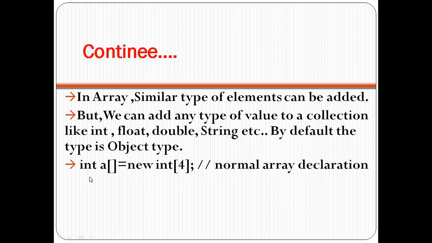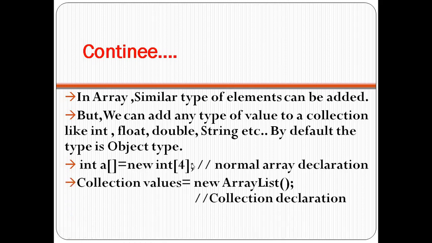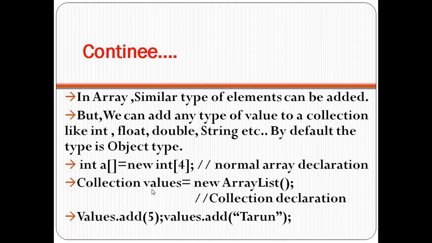So a normal array declaration is like int a = new int[4]. That means this array is going to store only 4 elements. The size of the array is 4. And the normal collection declaration is like Collection values = new ArrayList. This values is the instance of the collection, and we can add any number of elements to this collection through the instance values, like values.add. Values.add Tarun. In a similar way we can add any number of elements.